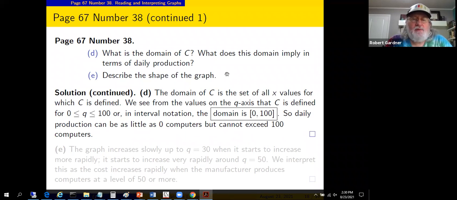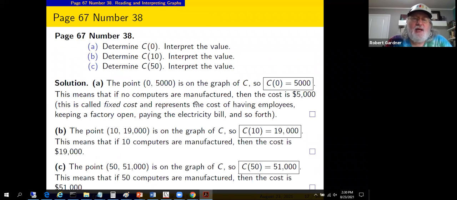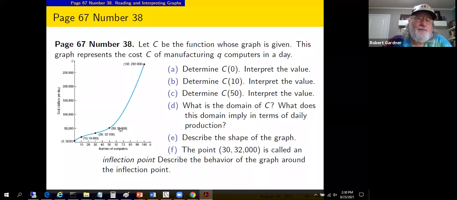Describe the shape of the graph. Okay, let's go back and look at the graph. There are some points labeled on the graph. So cost goes up, up. Then it seems to go up kind of sharply here. And then it goes up precipitously. So the more you make, the more it costs. But at a certain point, the rate at which costs increase per unit production seems to itself increase. So we've got some sort of change right here.